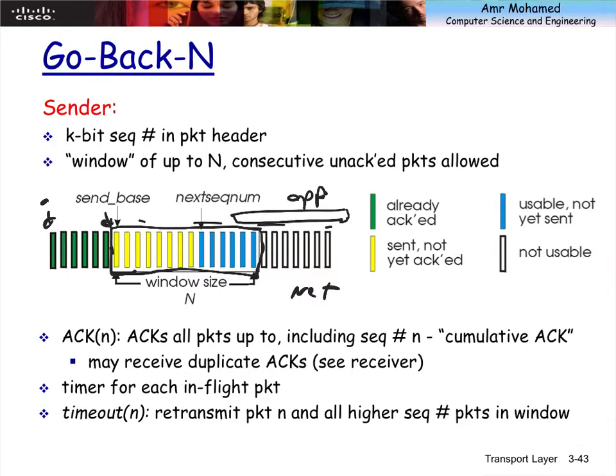So this window will divide the segments in the buffer into 4 different regions, okay? 2 are inside the window and 2 are outside the window. So here, these green ones are segments that have been sent successfully. The acknowledgement for them has been received successfully, okay? Which means they are done.